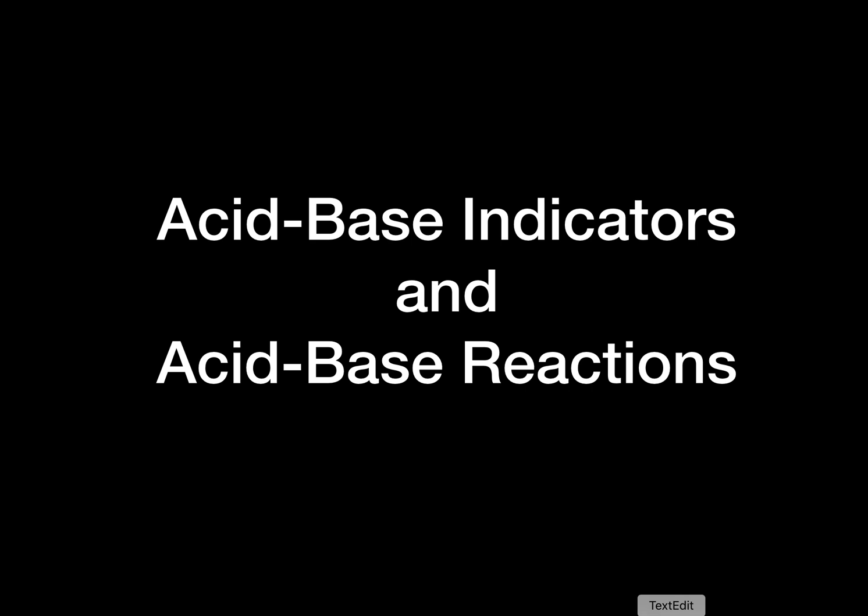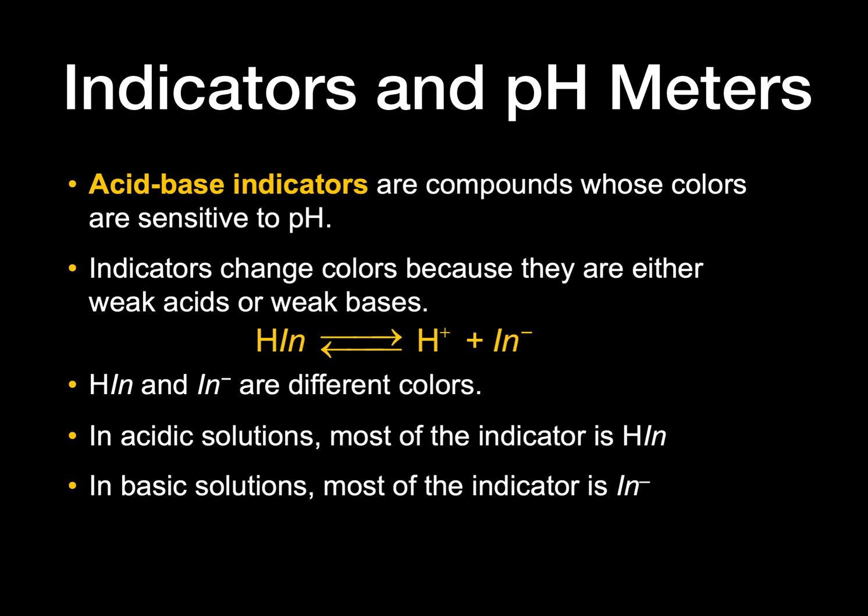Today we'll talk about acid-base indicators and acid-base reactions. So acid-base indicators are compounds whose colors are sensitive to pH. Indicators change colors because they are either weak acids or weak bases.